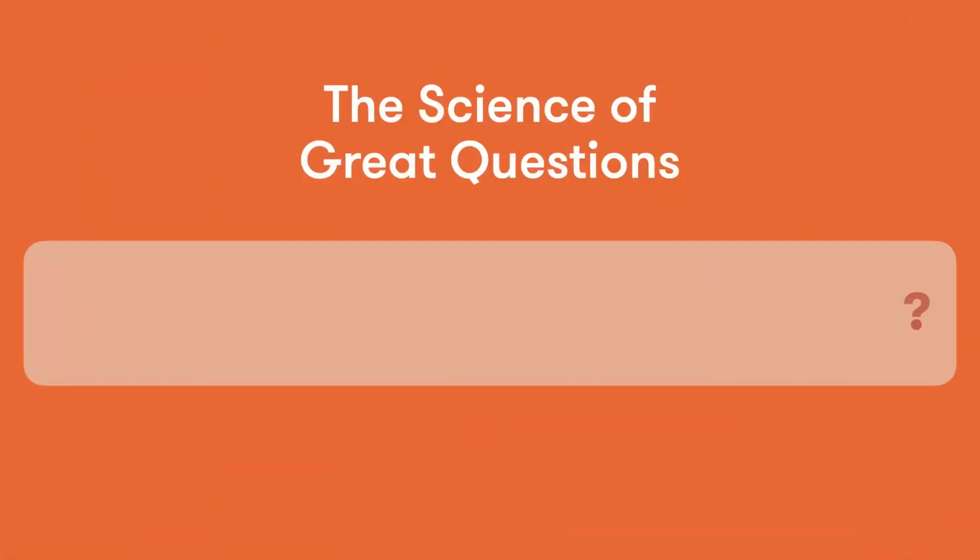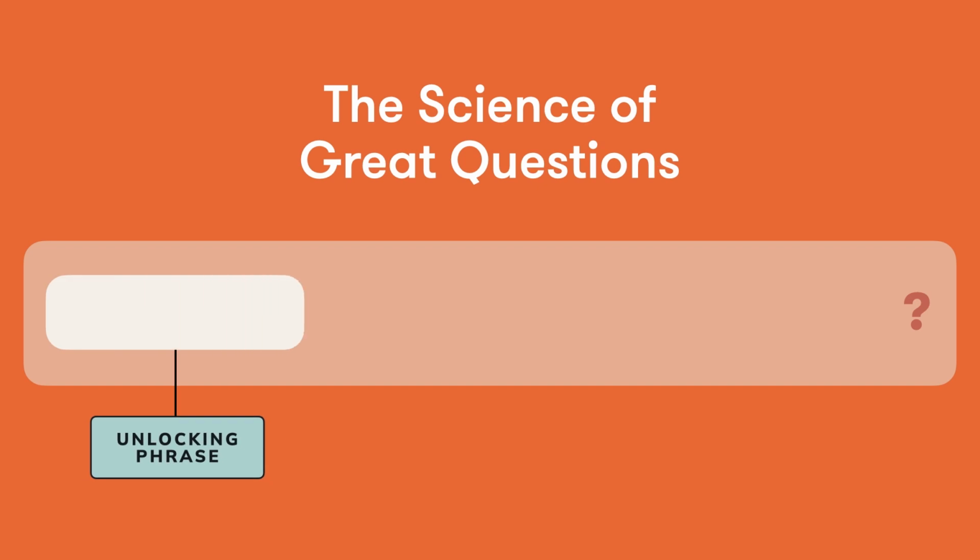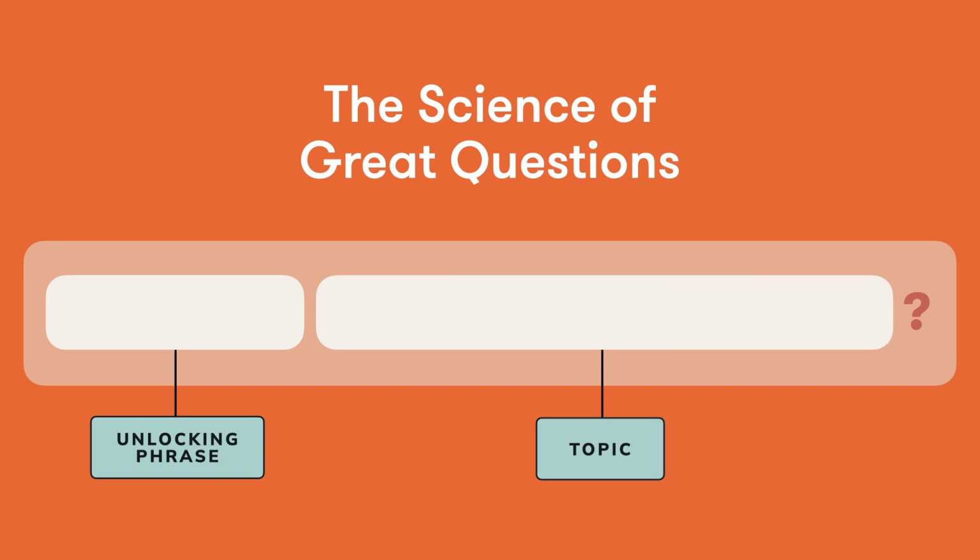So let me show you the formula for a great community question, where the goal is your members contribute their answers and start talking to each other. So you want to have what we call an unlocking phrase. That unlocking phrase is something that is short and it gives your members that immediate moment where they're like, oh, I can answer this. And then the second piece is the topic. And when you have an unlocking phrase and a topic, you are set up for a great community question.